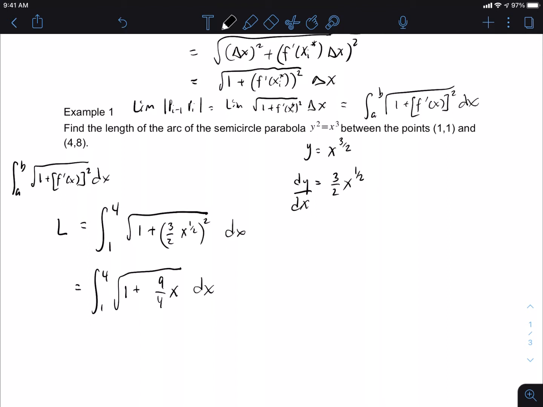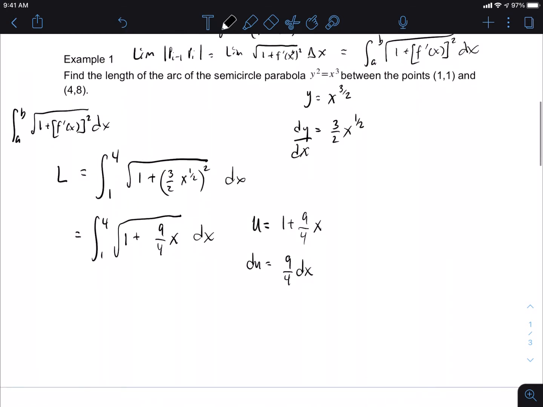Good. So we're going to go u is 1 plus 9/4 x. We could have factored out a 4 and then had a 1/2 in front and then done a U sub from there, but there's no sense to that. So du is going to be 9/4 dx. So then 4/9 du is my dx, correct?